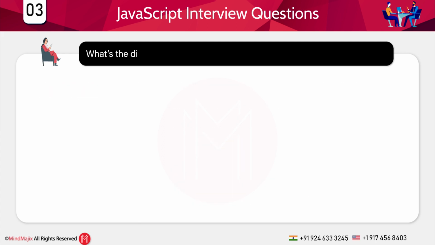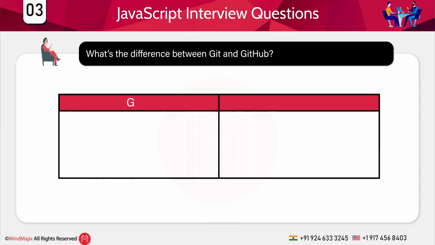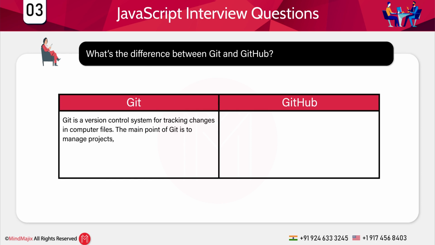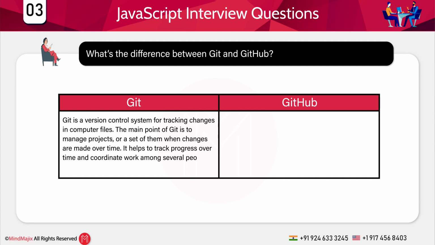Now, what is the difference between Git and GitHub? Git is a version control system for tracking changes in files. The main point of Git is to manage projects or sets of files when changes are made over time. It helps to track progress over time and coordinate work among several people on a project.